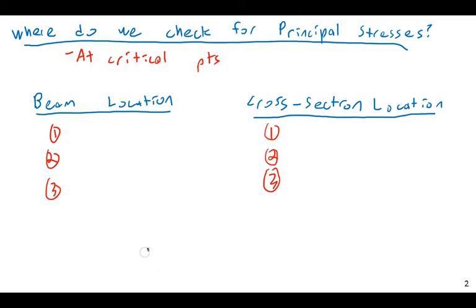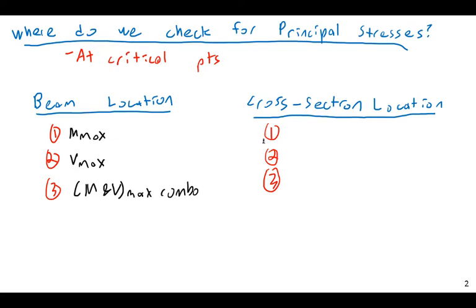Along the cross sections, there are 3 locations to check. One is the point of max moment, Mmax. The next is the point of max shear, Vmax. And the third is the M and V max combo, so where they are largest together. And we'll see what that means.